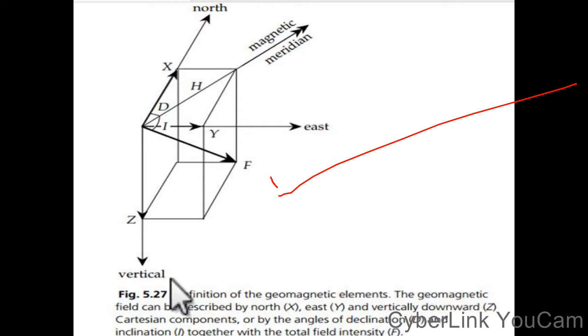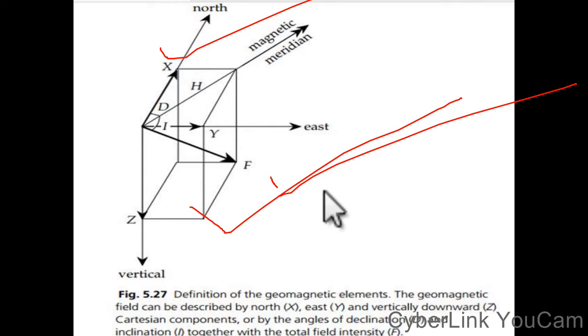This diagram represents the definition of the geomagnetic elements, the geomagnetic field, and describes X north, Y east, and Z vertically downward, Cartesian components given by the angles of declination and inclination altogether. Total field intensity F.